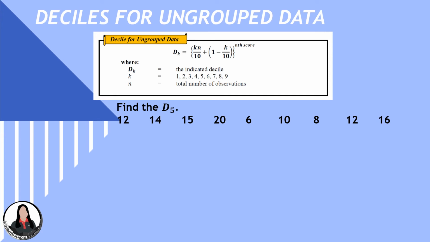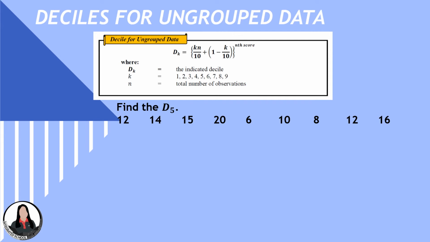Now, let us have deciles for ungrouped data. Okay, so for deciles, ito ang ginagamit natin na formula. D sub k equals the quantity of kn all over 10 plus the quantity of 1 minus k over 10 nth score of the distribution, wherein D sub k is the indicated decile.